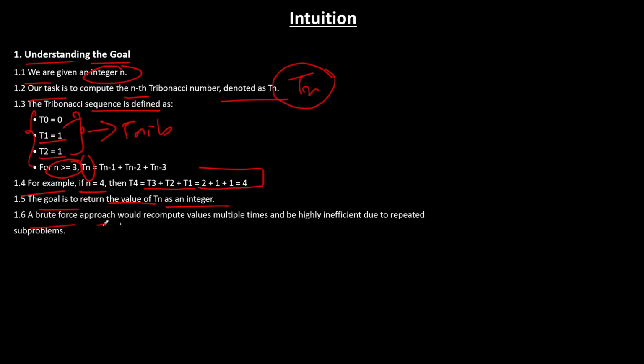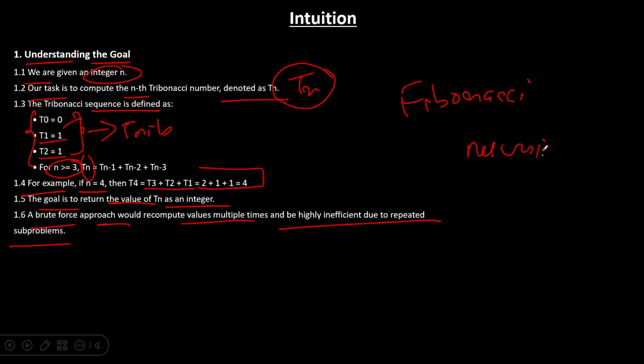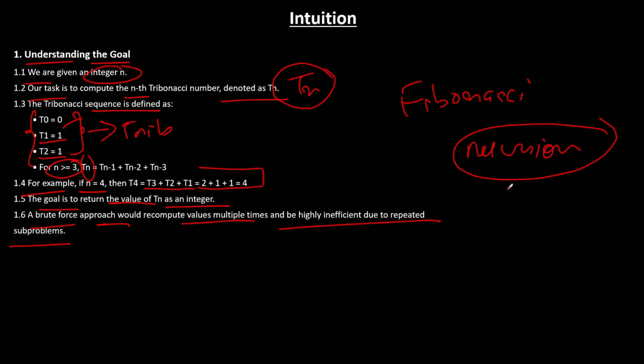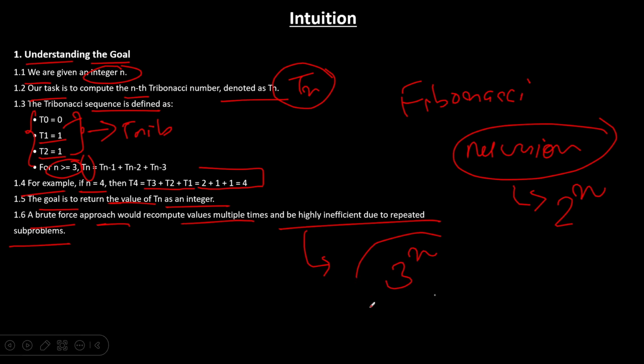Now, the brute force approach would compute values multiple times and be highly inefficient due to repeated subproblems. If you remember the Fibonacci series, which we mostly solved using a recursive solution, the time complexity for Fibonacci was 2 to the power n. But here the time complexity will be 3 to the power n, which will be highly inefficient, and because of that it will fail our test cases.